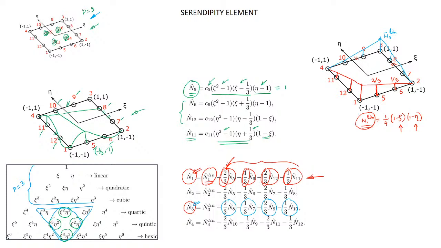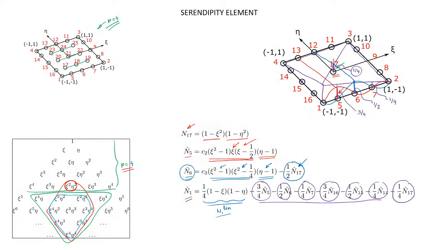Similarly, if you go to the next slide for p equal to 4, here you just see what is the value of n1 at this point. The value of n1 here is 1/4, because for xi equal to 0, eta equal to 0, if you put it in the definition of n1, which is 1/4 (1 minus xi)(1 minus eta), you will get n1 as 1/4. So that's why 1/4 of n17 has been subtracted from n1 linear. So that's how it has been obtained. Fine.